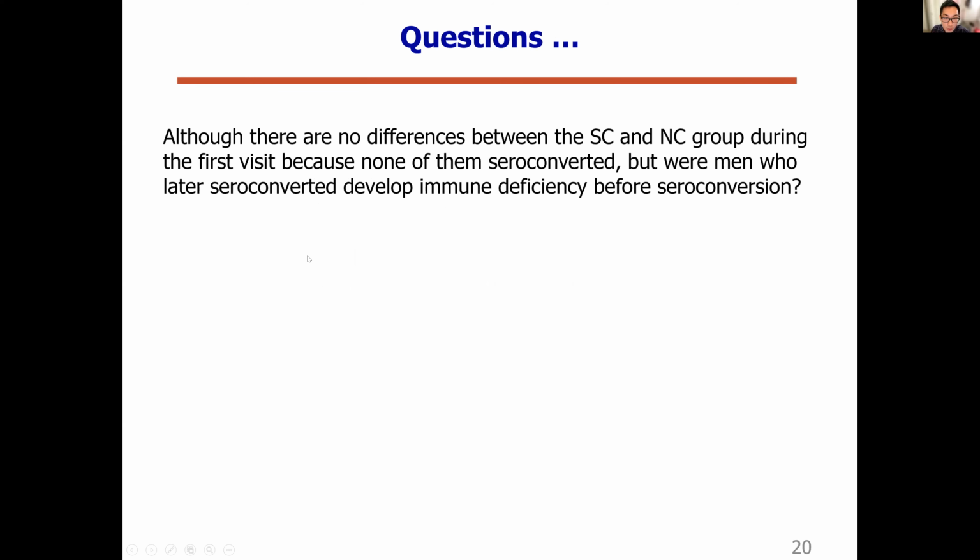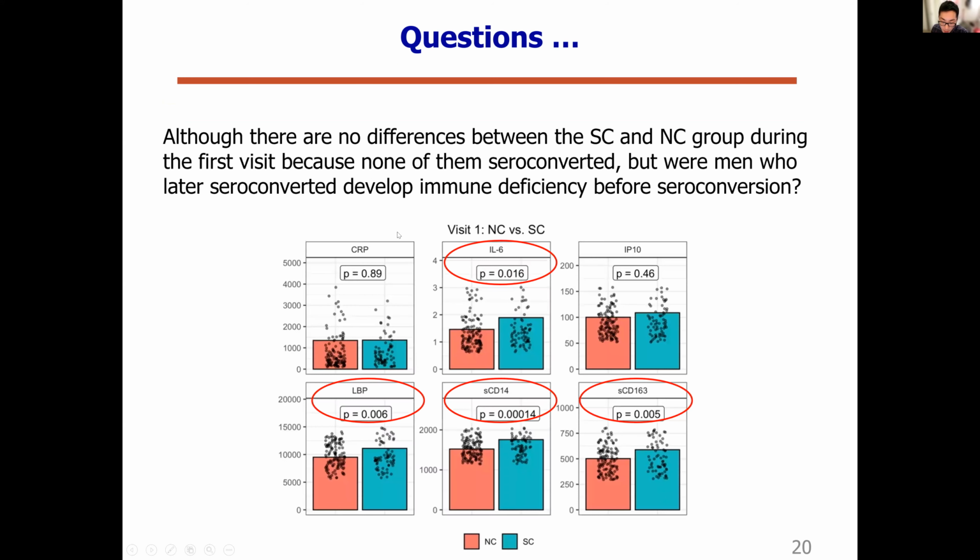Although there is no difference between SC and NC during the first visit, did these male subjects who later got seroconverted develop immune deficiency before the seroconversion? The answer is yes, because as we check the cytokines, which are the product of immune response, we indeed see a lot of change of cytokines at visit 1, which means something indeed happened before they got seroconverted, or at visit 2. However, the cytokine is the product of immune response.